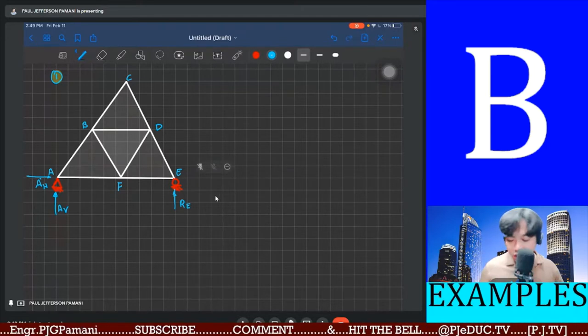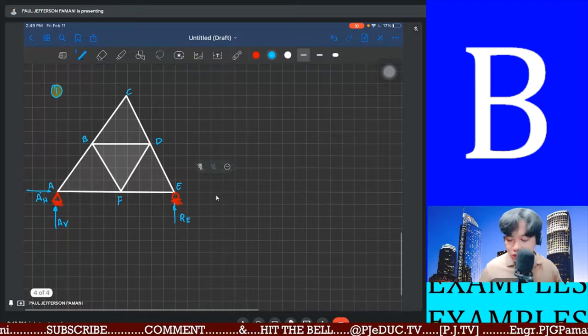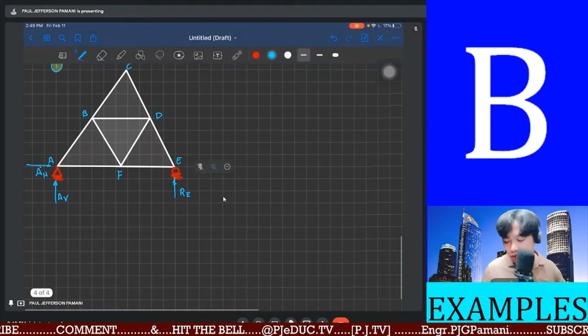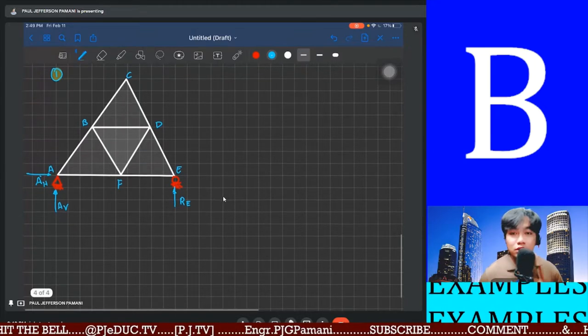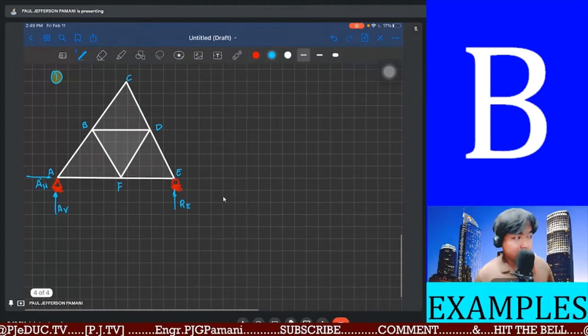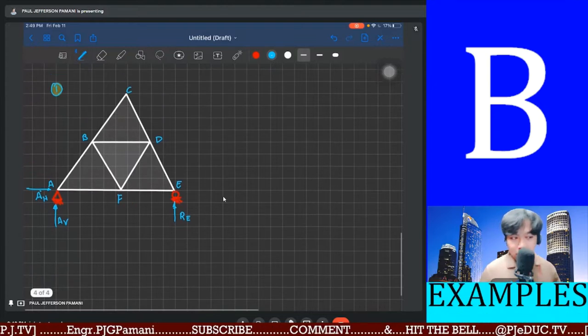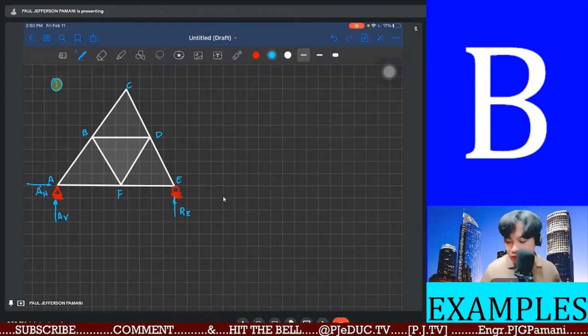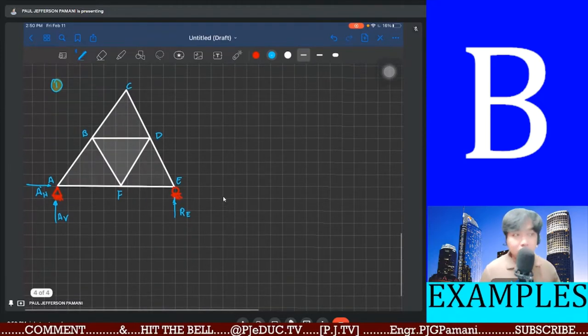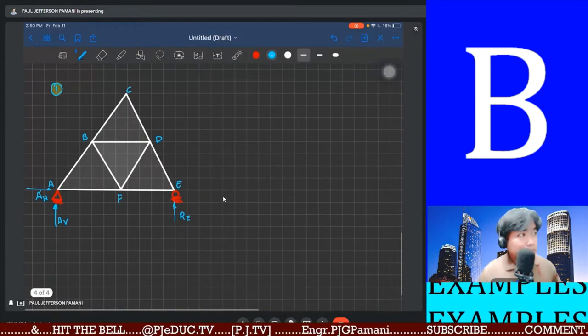Ngayon, bigyan nyo ako ng load. Dead load, live load, wind load, basta concentrated. Uniform load, gagamitin natin yon sa frames at saka beams. Basta concentrated, sa ang joint nyo gusto ilagay, upward, downward, to the left, to the right, and so forth and so long. Unahin natin si dead load. Bigay kayo ng dead load.